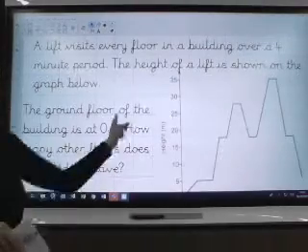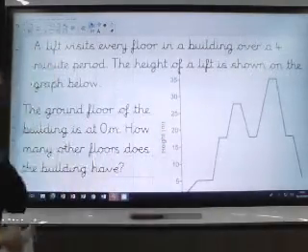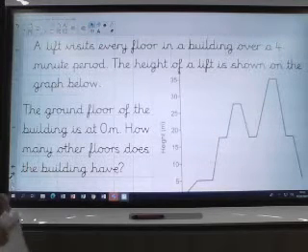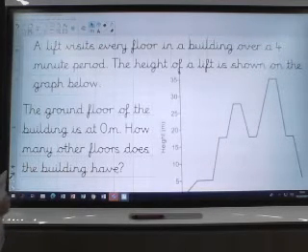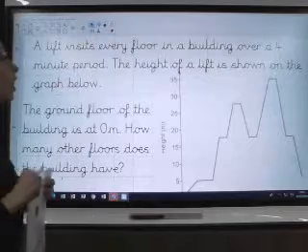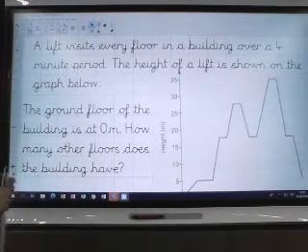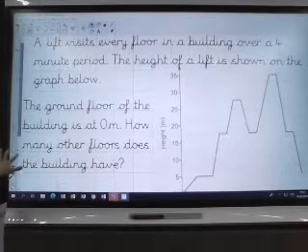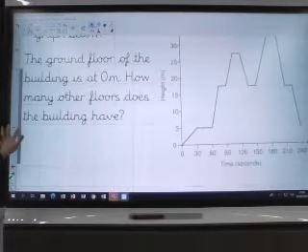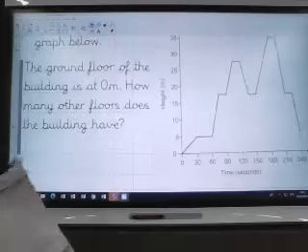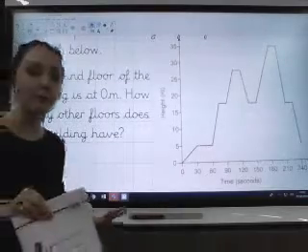So I've snipped the line graph from your book and popped it on my board so that we can have a look at it. And it says, a lift visits every floor in a building over a 4-minute period. The height of a lift is shown on the graph below. So before I even look at my questions, I'm going to have a quick look at my graph and just make sure I understand what's happening.